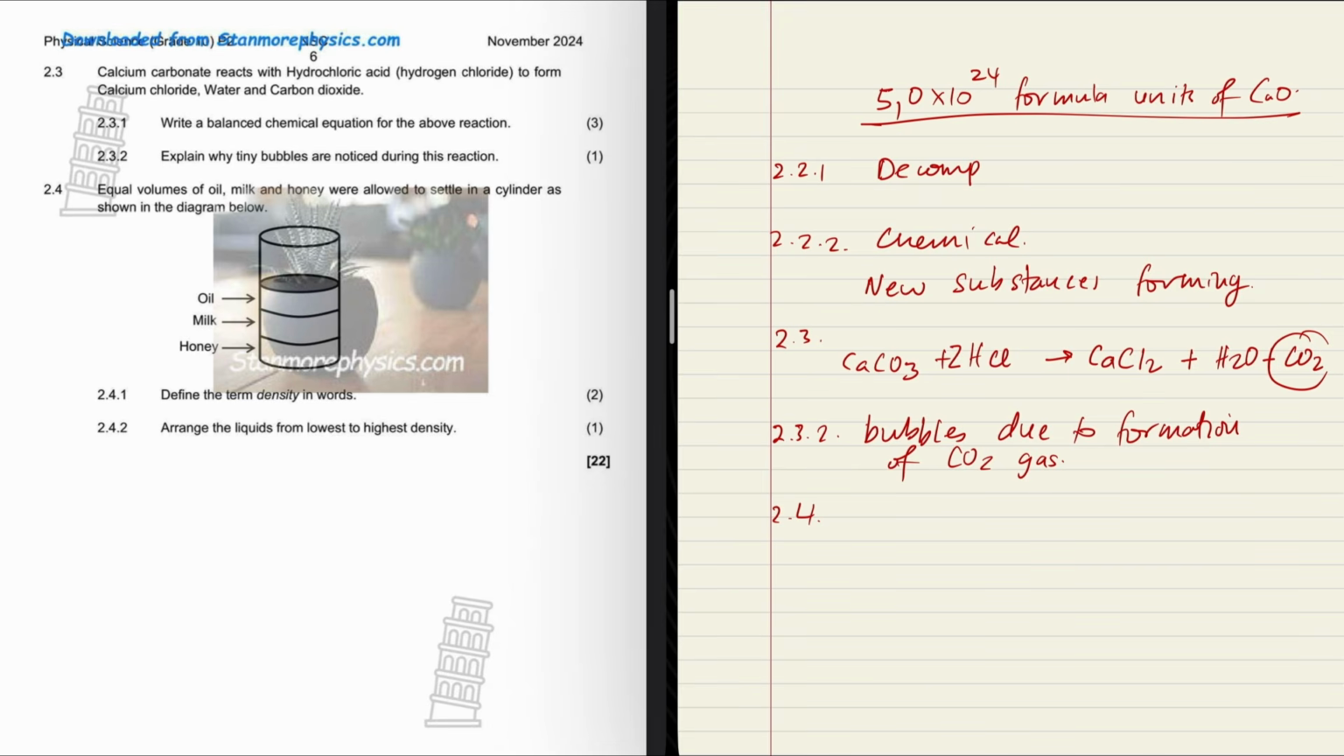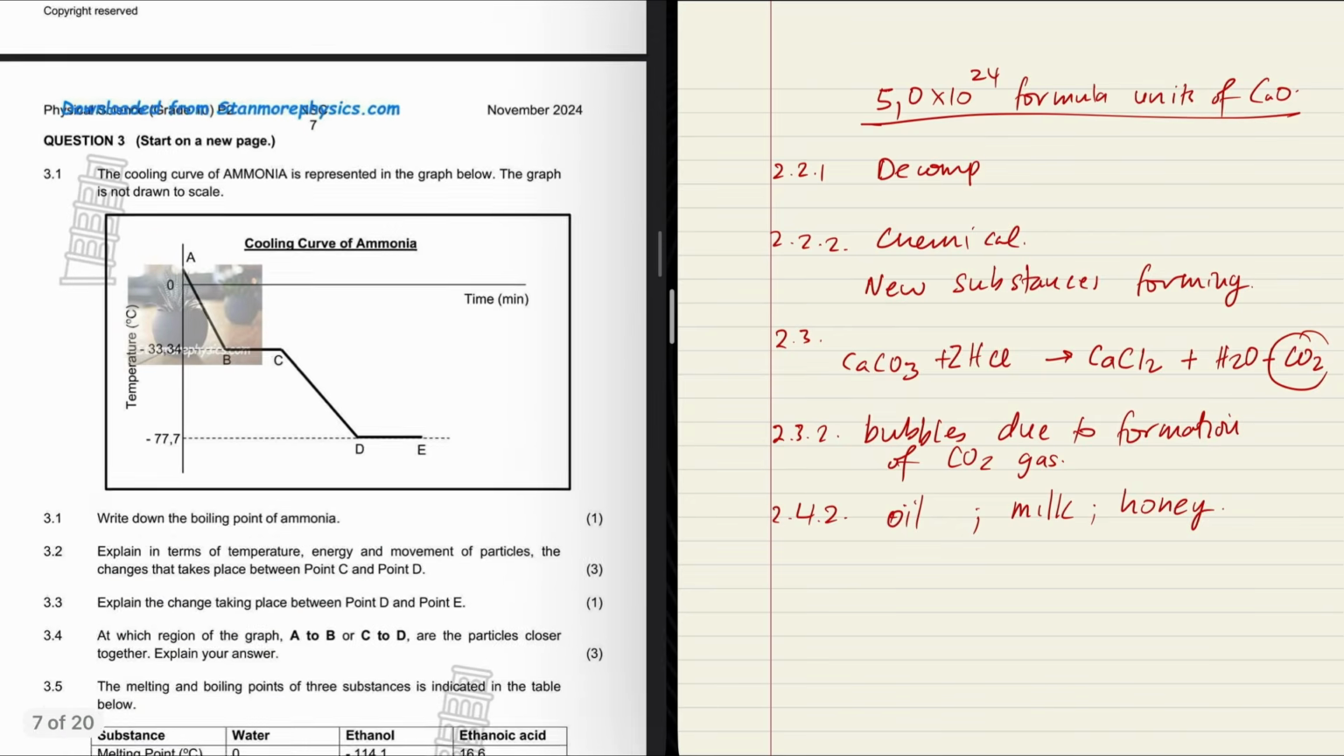Question 2.4: equal volumes of oil, milk and honey were allowed to settle in a cylinder as shown in the diagram below. Define density, that's fine. Question 2.4.2: arrange the liquids from the lowest to highest density. So the lowest density is obviously going to be the highest up. So oil is the lowest density, then you will have milk because milk is in the middle, and then you will have honey. I think that was a pretty straightforward question.